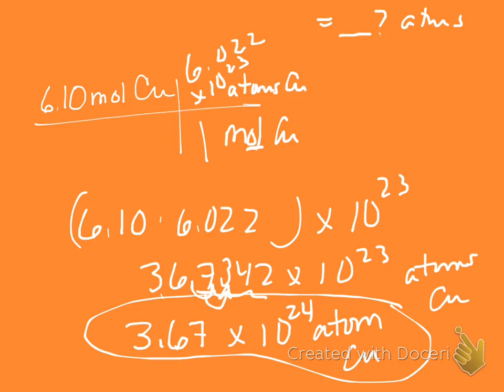Pretty easy, right? So that was moles to atoms. So we've now done grams to moles, moles to grams, atoms to moles, moles to atoms. These are all one-step conversions.